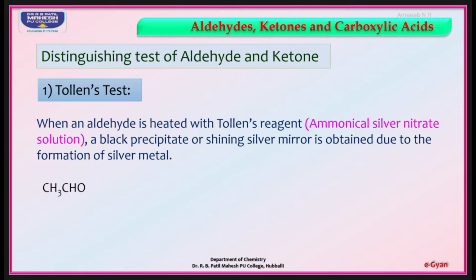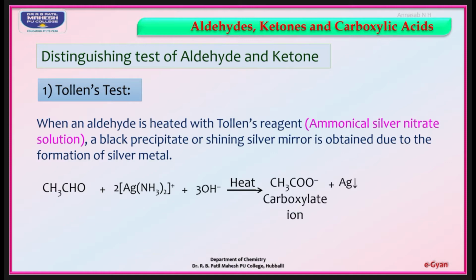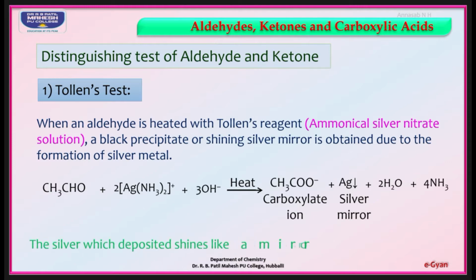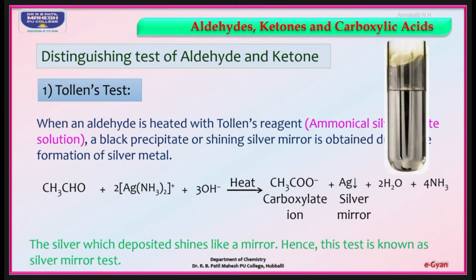Example, acetaldehyde. When it is treated with Tollens reagent, that is ammoniacal silver nitrate, when heated, it liberates salt of carboxylic acid and silver metal is precipitated with the formation of byproducts water and ammonia. The silver mirror which is deposited shines like a mirror. Hence, this test is known as silver mirror test. So you can observe here, when you perform this test in your lab, you are going to get a precipitate or a silver mirror like this in your test tube.